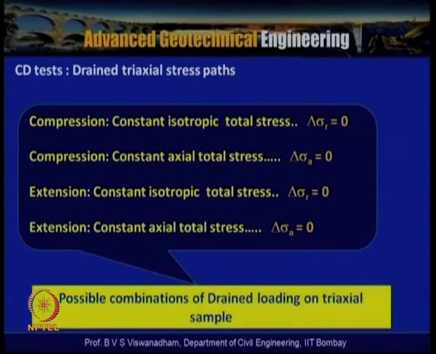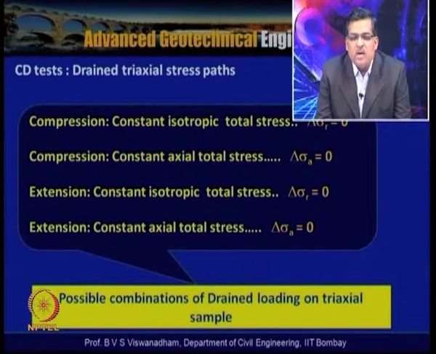So the CD test with drained triaxial stress paths: compression where constant isotropic total stress, so delta sigma R is equal to 0; compression where constant axial stress, that is delta sigma A is equal to 0; extension where constant isotropic total stress, delta sigma R equal to 0; and extension where constant axial stress, delta sigma A equal to 0. These are the possible combinations of drained loading in a triaxial sample.